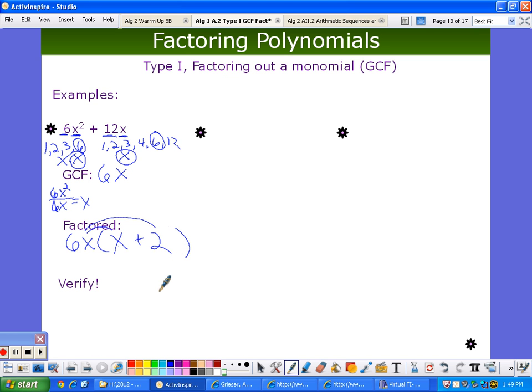Just multiply. Do that distribution, 6x times x, 6x times 2, compared to what we started with. Are they the same? Yes. Good, then I factored it correctly. The other thing you look at is in here. Remember I talked about prime factors? You can't have anything else that you can factor in here. Are there any more common factors other than 1? No, then I'm done factoring that.